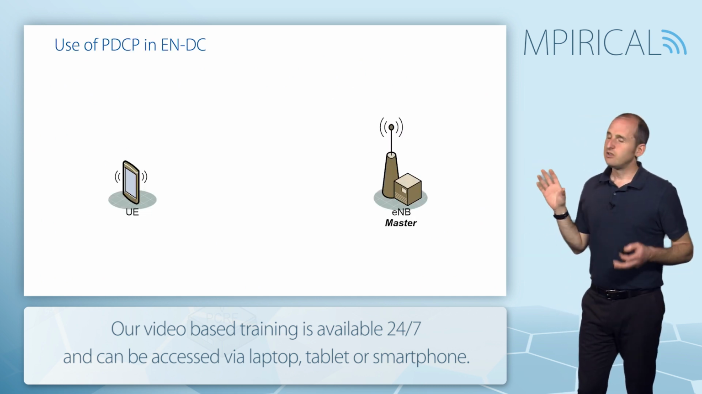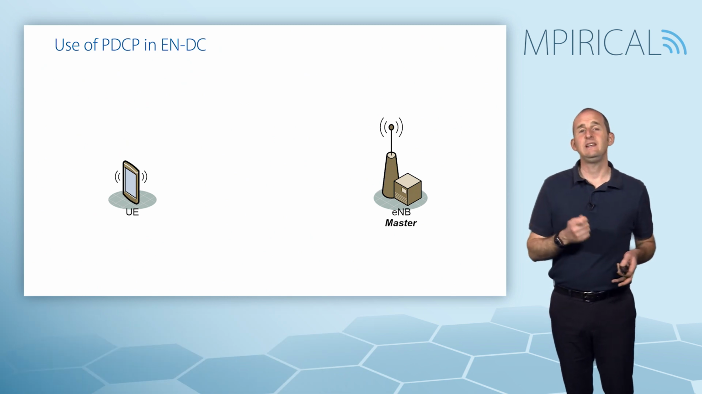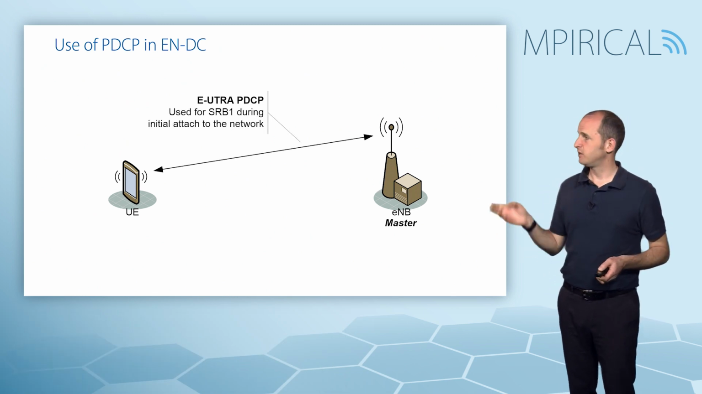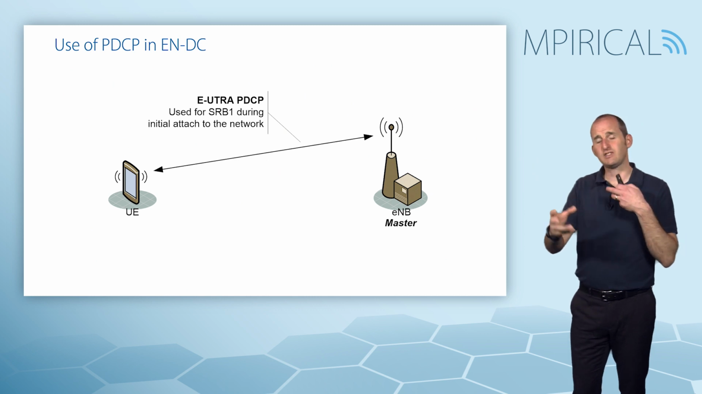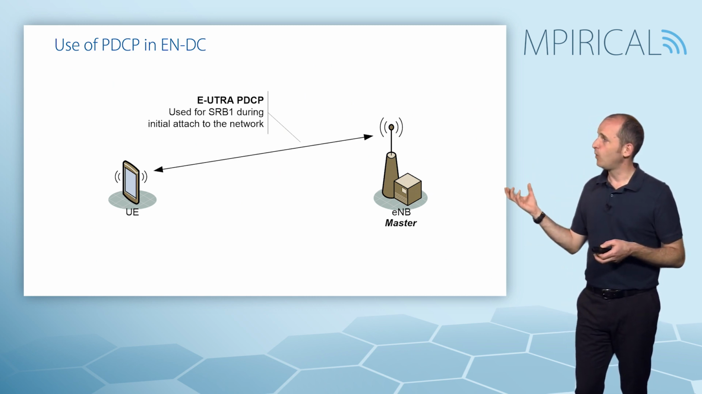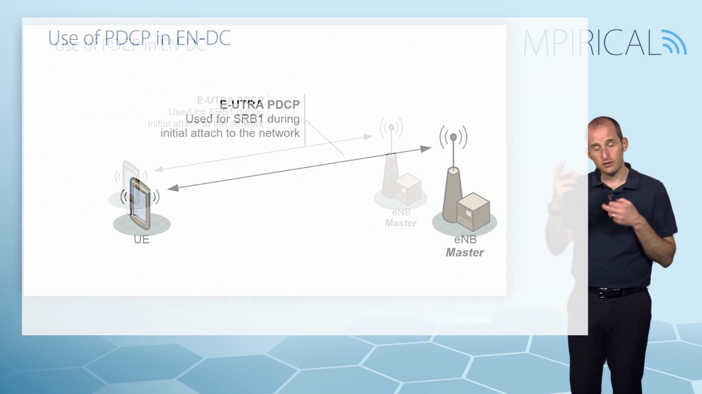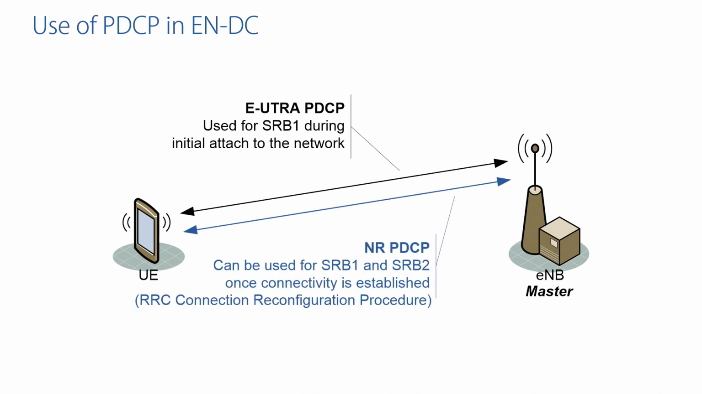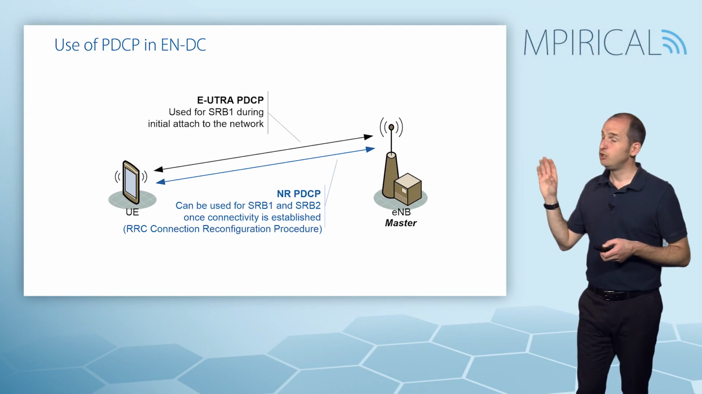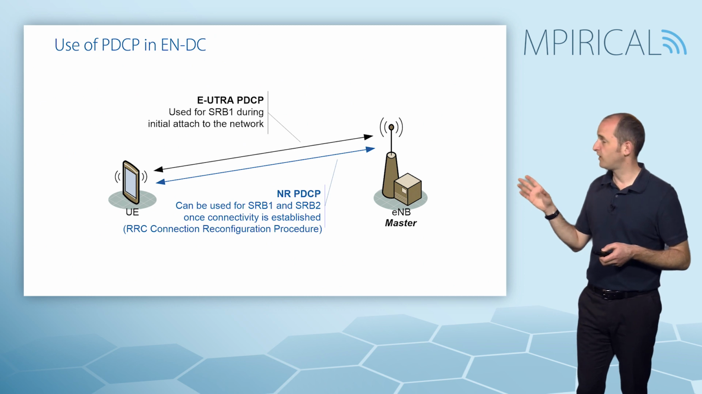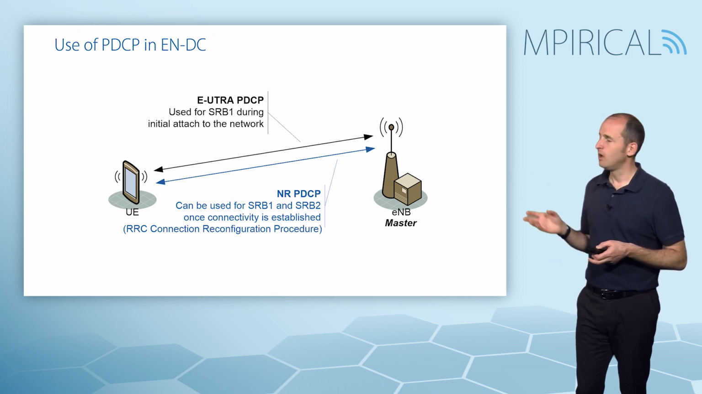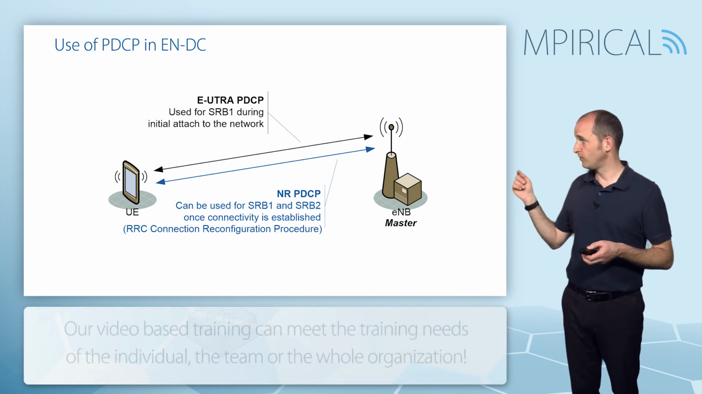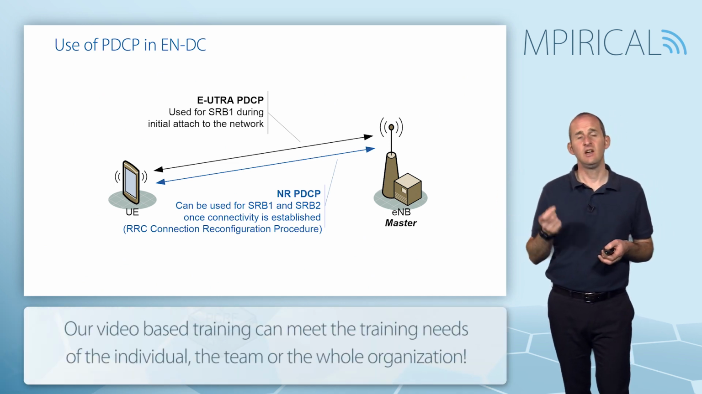So the final point to note in this session is that use of PDCP. Just to reiterate that to begin with, when we're first attaching to the network, SRB1, our signaling radio bearer number 1 that we use for our initial signaling message exchange, has to use eUltra PDCP. But once we've managed to establish our ENDC operation, new radio PDCP can actually be used for SRB1 and SRB2, but that's once connectivity is established. That's once the RRC connection reconfiguration procedure takes place.